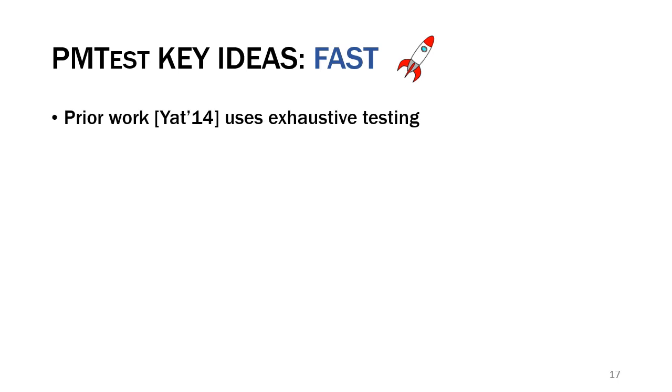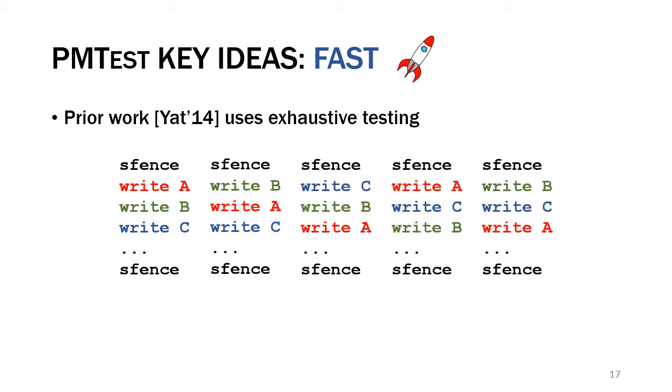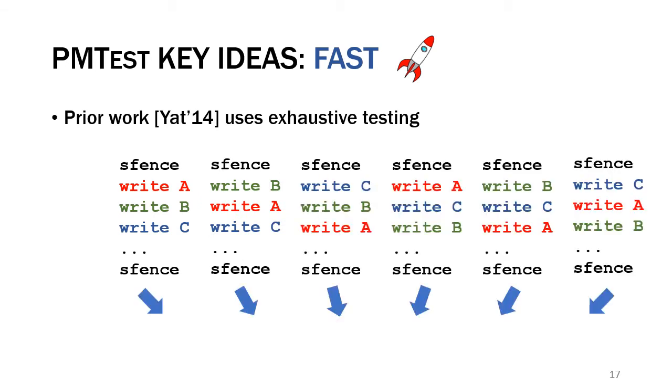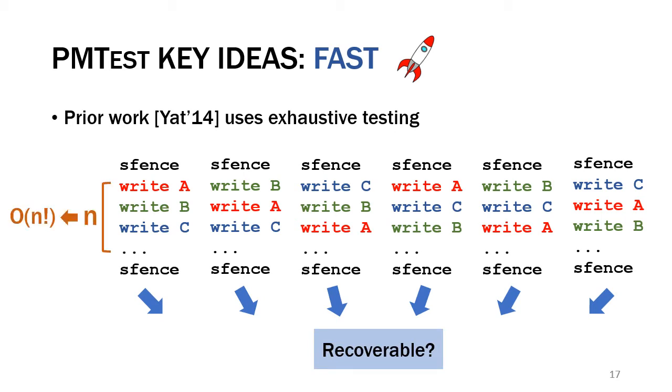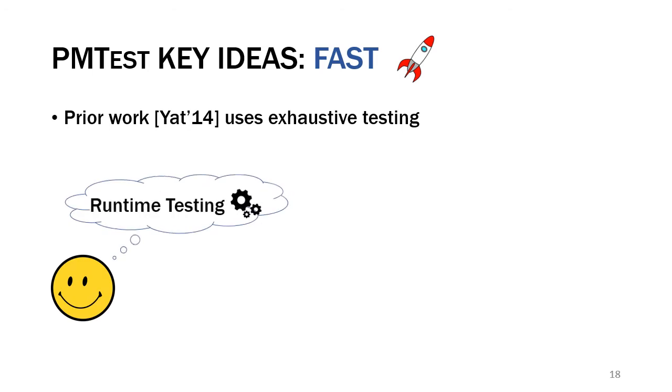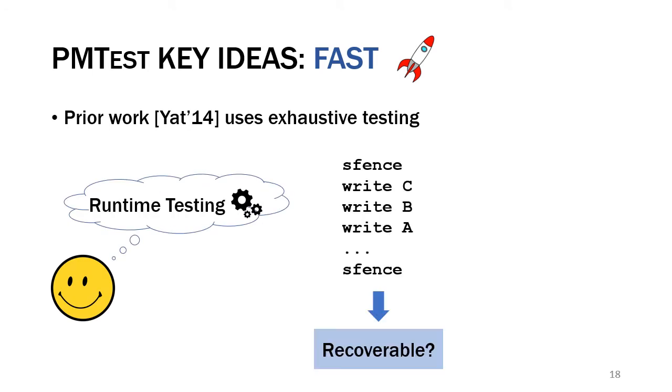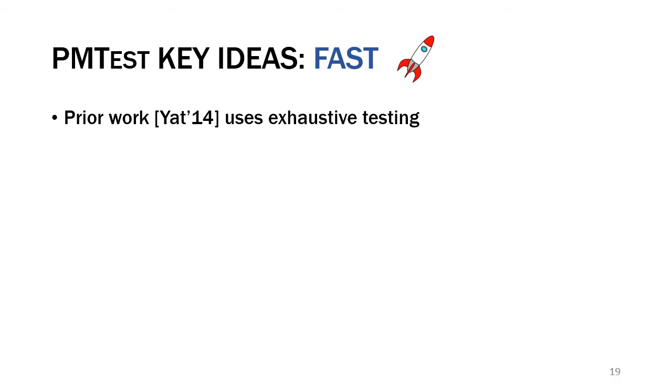Parallel work uses exhaustive testing. Given a trace, it permutes all possible reorderings and checks whether each of the cases is recoverable or not after failure. If the trace is of length n, then there will be n factorial cases, which is extremely slow to test every single one of them. And what we design is to test at runtime. So given a trace, we can directly tell whether or not it is recoverable without permuting all the possibilities.